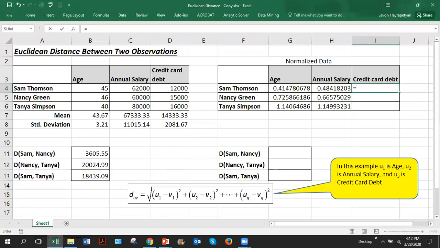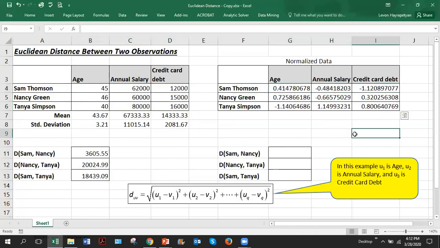And finally, I will do the same normalization for credit card debt. So it will be this minus this divided by standard deviation. And again, I will make D7 and D8 absolute, and copy down. So you can check, for example, for this one, it will be 15,000 minus 14,333.33 divided by 2081.67. So what we got here, these are my original values for my variables, and these are normalized values for my variables.